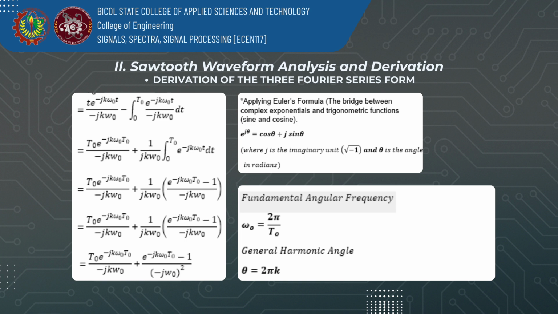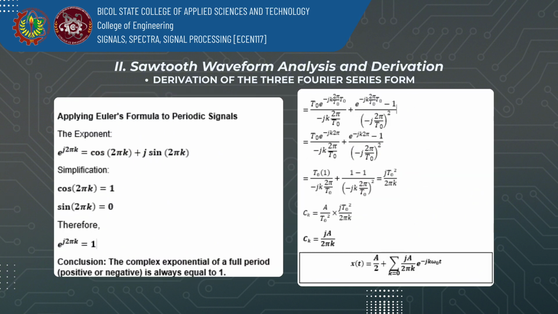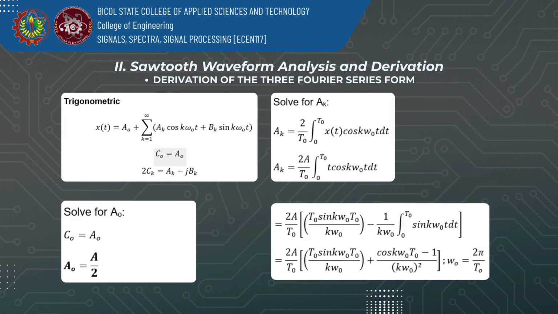Applying Euler's formula, we know that e raised to j 2 pi k is always equal to 1 because it represents a full rotation. So this simplifies our equation significantly. After canceling out terms, the final expression for our coefficient is C sub k is equal to j A over 2 pi k.